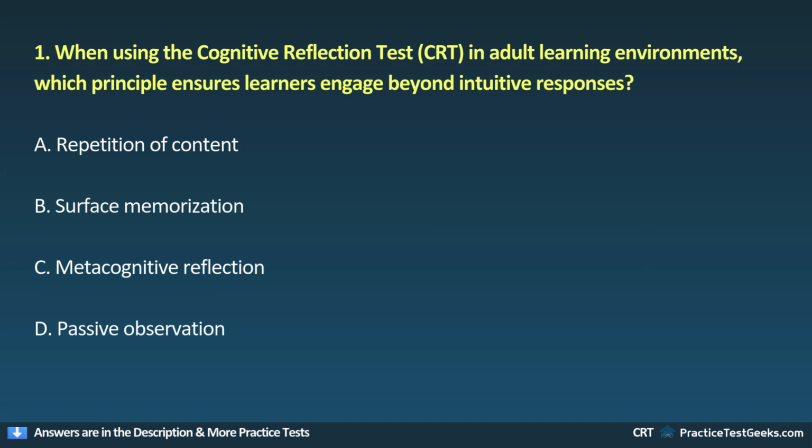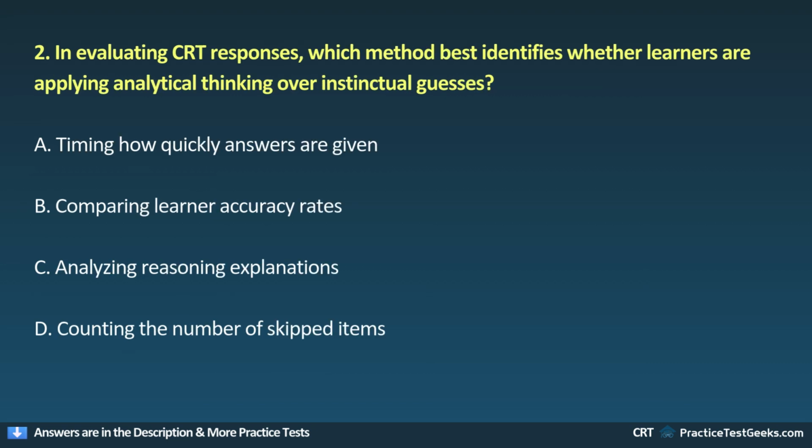1. When using the cognitive reflection test, CRT, in adult learning environments, which principle ensures learners engage beyond intuitive responses? A. Repetition of content. B. Surface memorization. C. Metacognitive reflection. D. Passive observation.